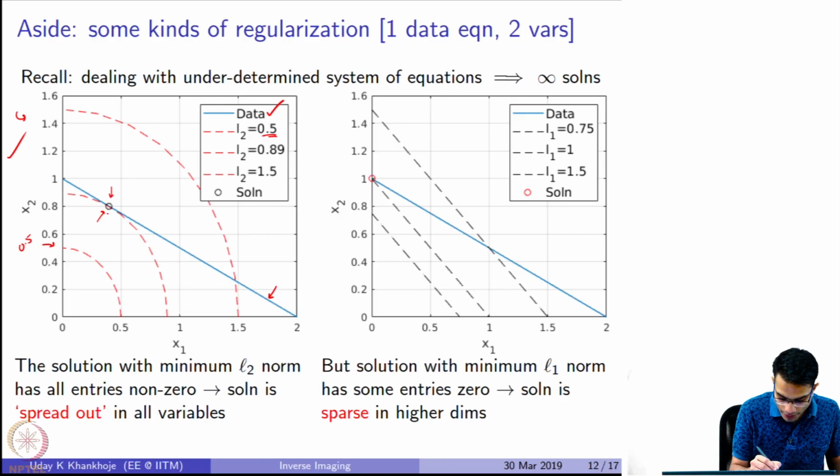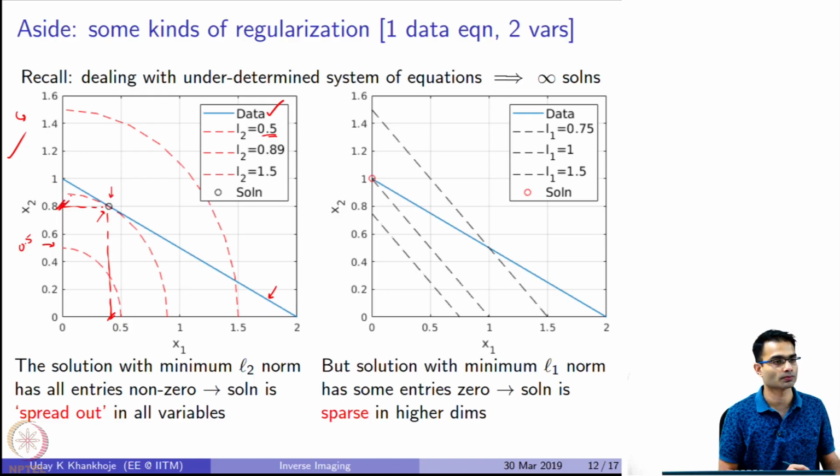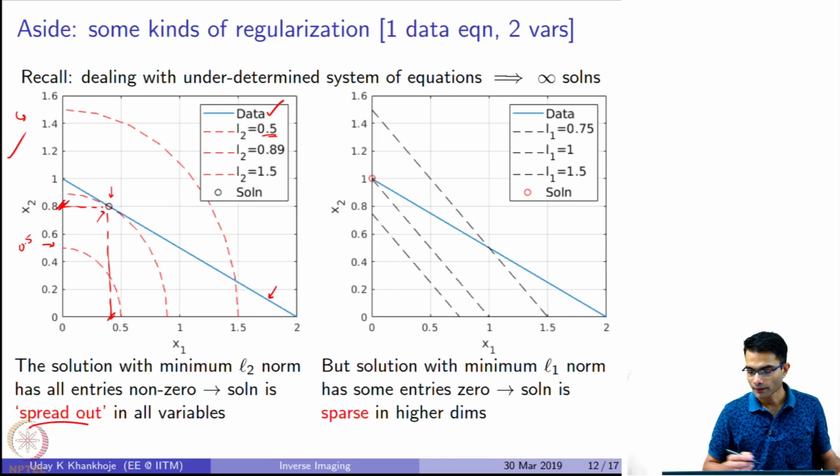But now when I look at the answer over here, it has some non-zero value of x1 and some non-zero value of x2. So they are in some sense spread out. Now, when I look at the minimum 1 norm solution, this is my data equation as before.